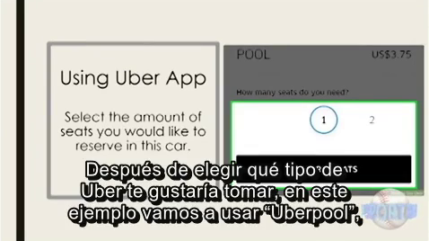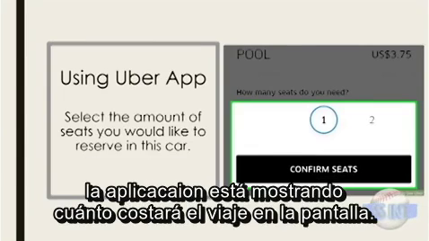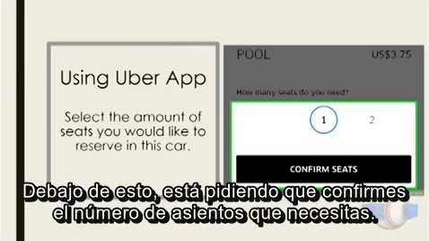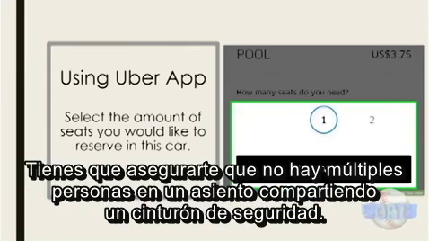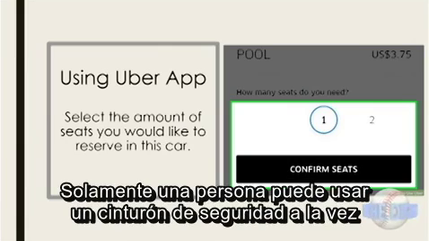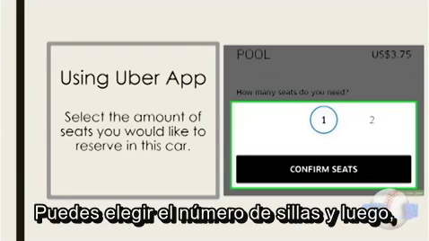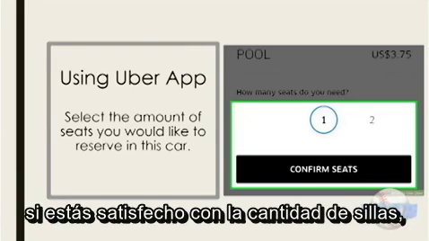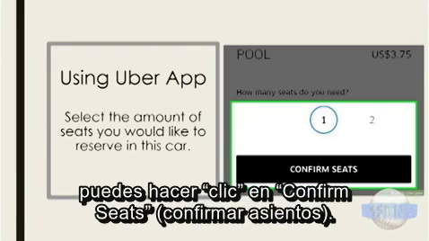So after you have chosen what kind of Uber you would like to take, for this example we are using Uber Pool, and it is showing the amount of money that it is going to cost in the upper right hand corner of the screen, and then down below it is asking us to confirm the amount of seats that we will need. Make sure that you are not trying to put multiple people in one seat sharing a seatbelt. Only one person can use one seatbelt at a time. So you can go ahead and choose how many seats, and once you have done that and you are satisfied with the amount of seats you will be using in this Uber, you can go ahead and click confirm seats.